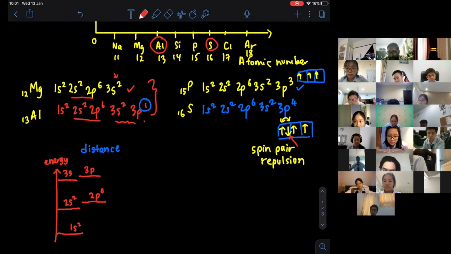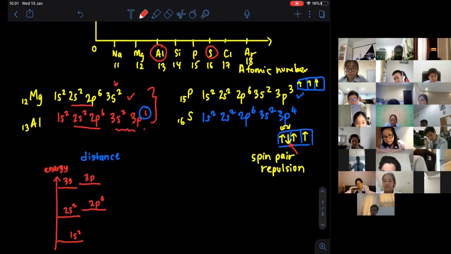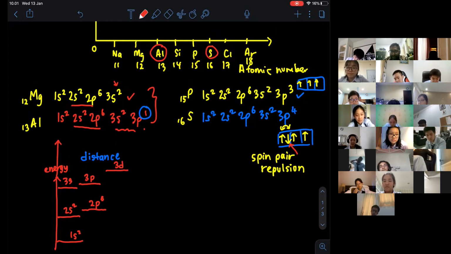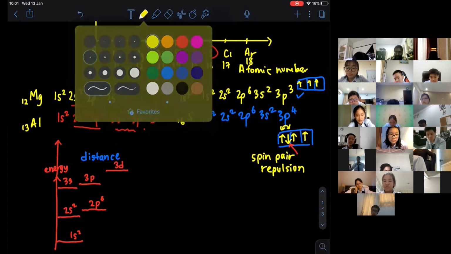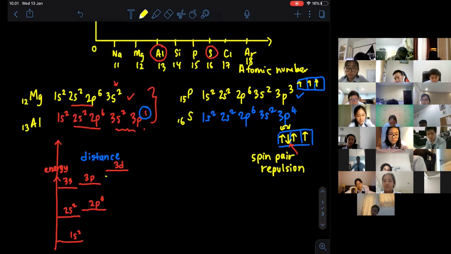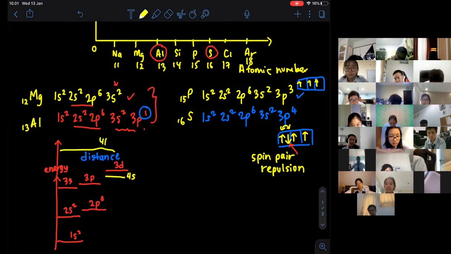That is the energy level. If you move on, there will be 3d. Since we have already mentioned, there will be 4s, 4p and so on. It happens that 4s comes lower than 3d, then you have 4p and so on. So when we add in the electrons, we fill up 4s first, then 3d, because 4s is lower in energy.